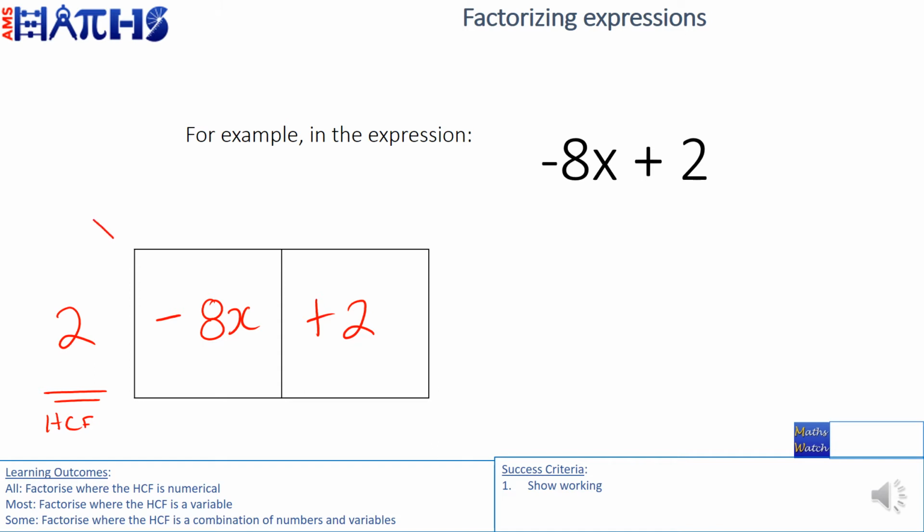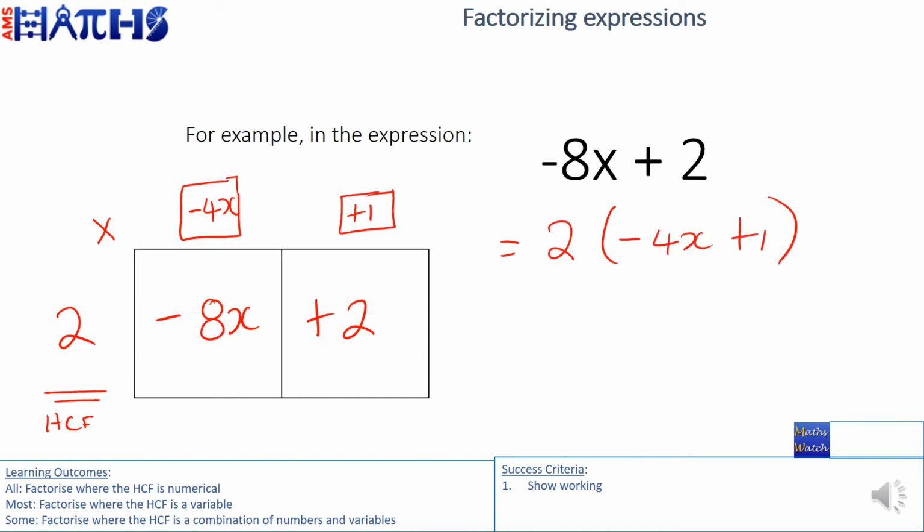Then, because we need to multiply our terms, we need to find out what we multiply our 2 by to get minus 8x, and that's going to be a minus 4x. Then what do we multiply our 2 by to get 2, and that is a positive 1. So when we factorize, our highest common factor 2, bracket, minus 4x plus 1 will be our factorized answer.